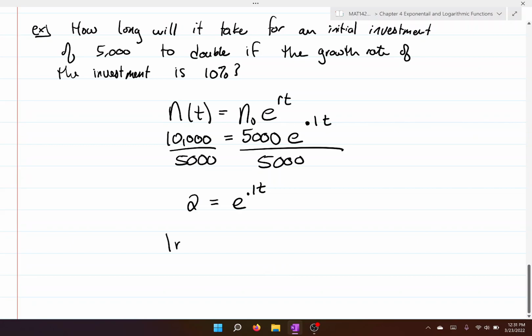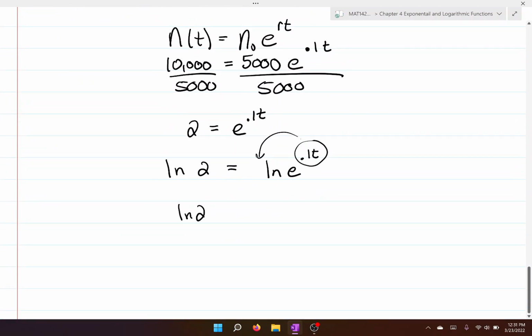Now I'm going to take the natural log of both sides. And the reason why I do that is I want to take this exponent right here and pull it out front. So I get ln of 2 equals 0.1t. Now remember, I could write the natural log of e, but by definition, this equals 1. So it's nothing more than just the natural log of 2 equals 0.1t. And then I will divide both sides by 0.1.